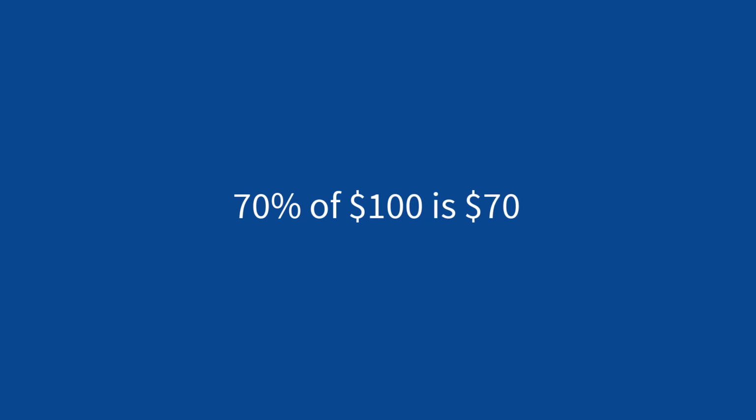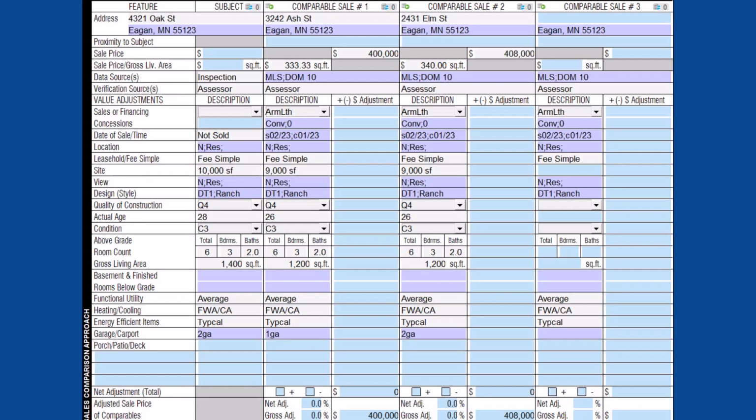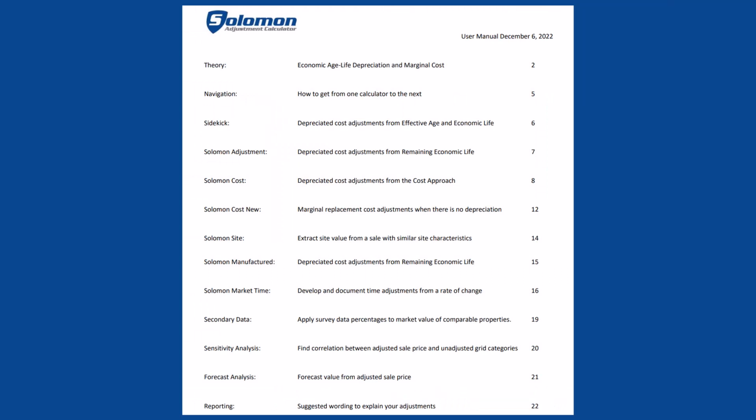The depreciated cost method applies to the lower half of the sales comparison grid. After adjusting for date of sale, market-supported adjustments for the lower half of the grid allow you to use adjusted pairs and sensitivity analysis for the other half. Solomon includes all the tools you need to complete the cost approach and sales comparison approach.